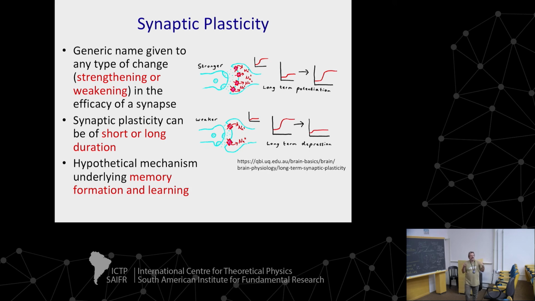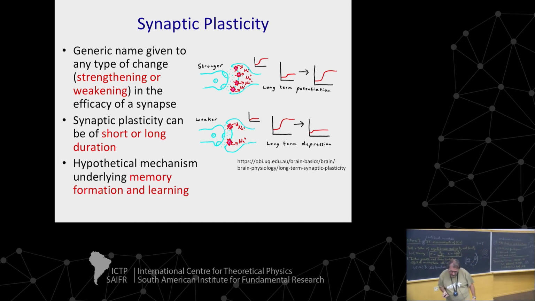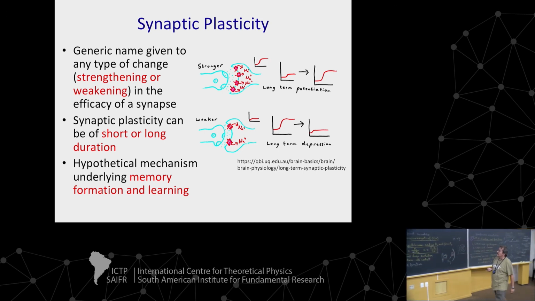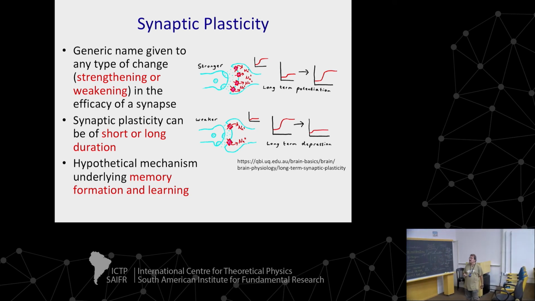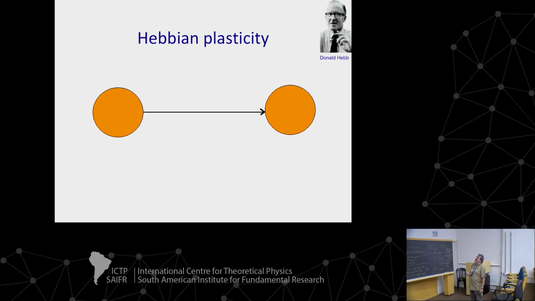This is generically called synaptic strength. And the synaptic strength can change over time, can become stronger or weaker due to several mechanisms. So the generic name given to this is synaptic plasticity. And they can last for short or long durations as well. And this is the hypothetical mechanism underlying memory and learning. So it's very important for us to survive as a species, to learn things.